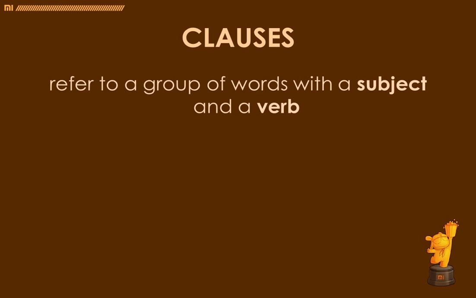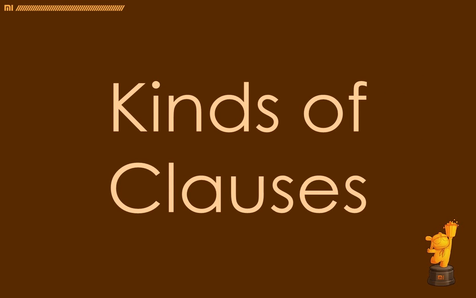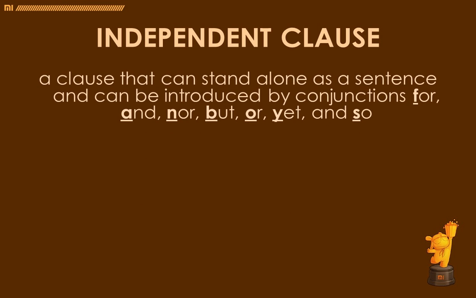Let us recall what these words are. Subject is the doer of the action in the sentence. Verb is the action being done in the sentence. There are two kinds of clauses that you can encounter. The first one is the independent clause. An independent clause is a clause that can stand alone as a sentence and can be introduced by a coordinating conjunction. These coordinating conjunctions are for, and, nor, but, or, yet, and so.